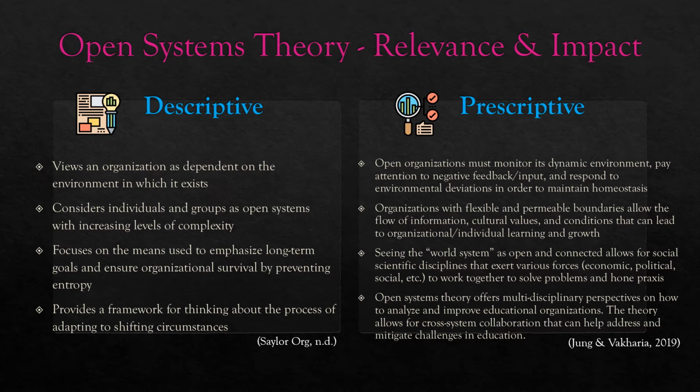I'd like to highlight that organizations with flexible and permeable boundaries allow the flow of information, cultural values, and conditions that can lead to organizational learning and growth. An important implication of the theory is that it offers multidisciplinary perspectives on how to analyze and improve educational organizations. The theory allows for cross-system collaboration that can help address and mitigate challenges in education.